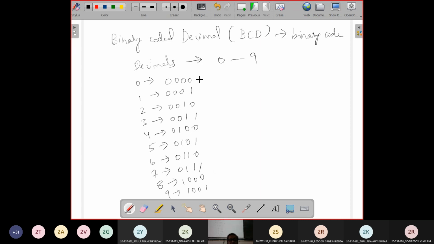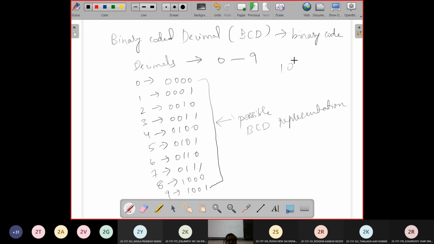So in binary coded decimal we have only 10 numbers here, 0 to 9. So this is a possible BCD representation of binary coded decimal. Do you agree, guys?